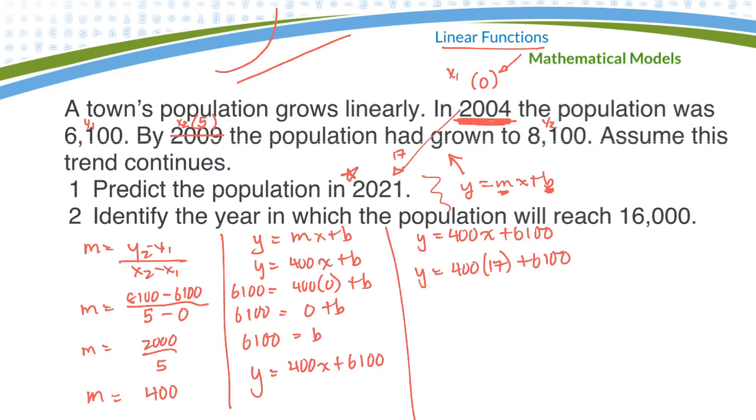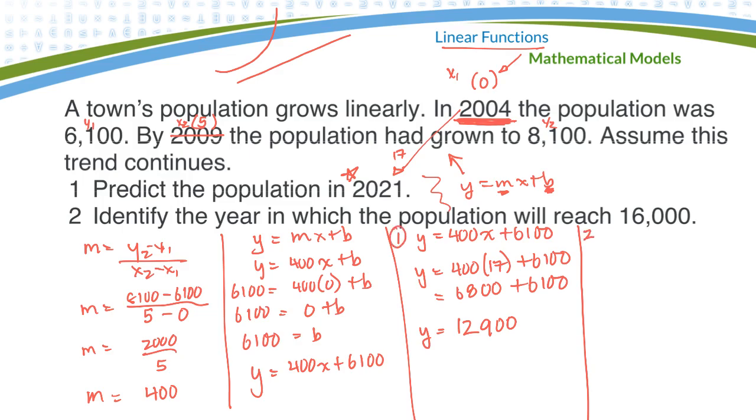400 times 17 I think is 6800 plus 6100. So altogether that would be 12,900 people. So in the year 2021, you're going to have 12,900 people. So that's for question number 1.